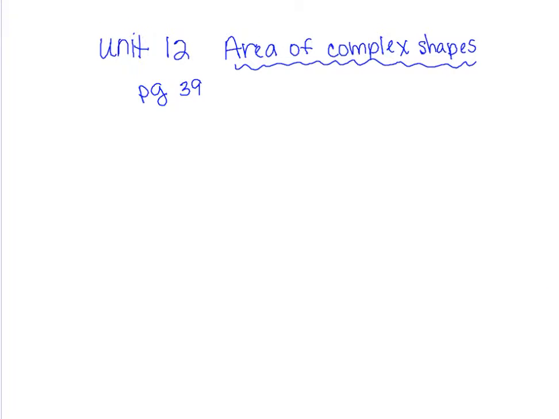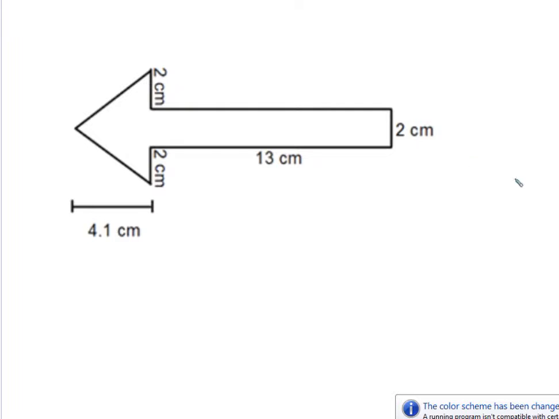All right, we are going to find the area of complex shapes. This is page 39, unit 12. And the first one, number 1, looks like an arrow. So we have to use what we know about triangles and rectangles or squares. First, let's start with this one.